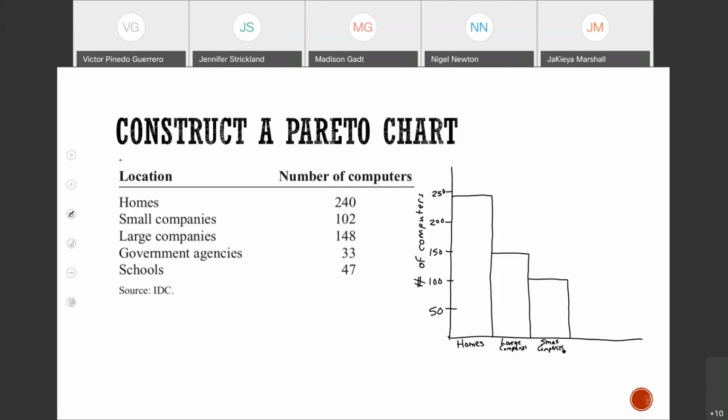Then I guess schools at 47. And finally, government agencies at 33. All right, and then under that, I'm just going to use the same heading that they said, so location. All right, and we're done.